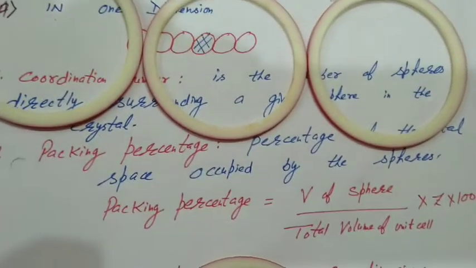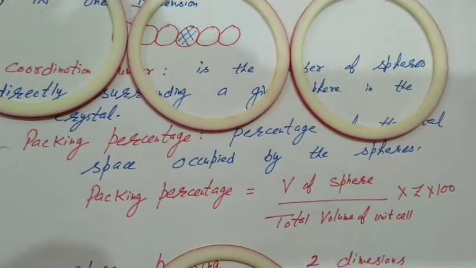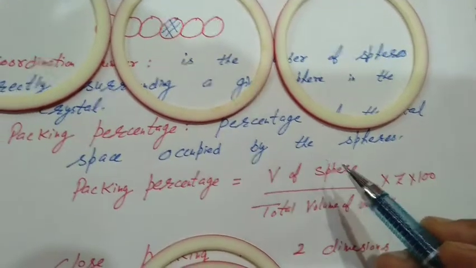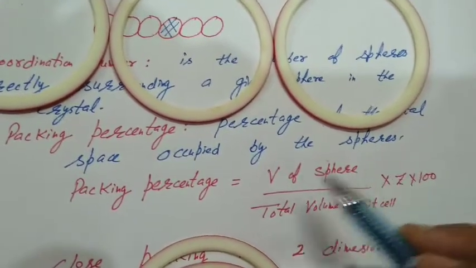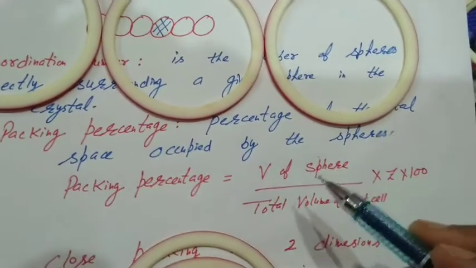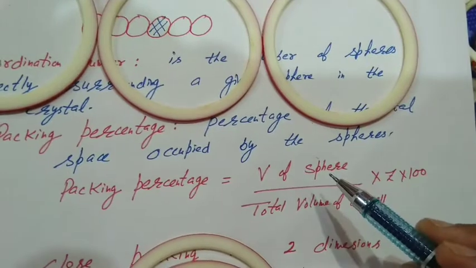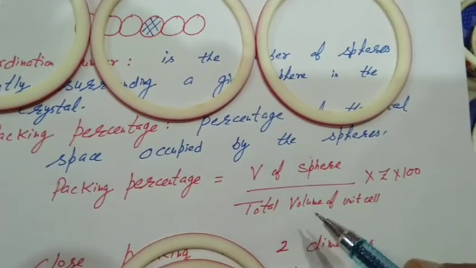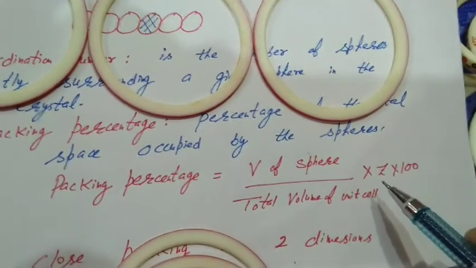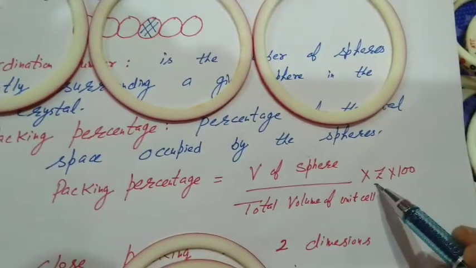Next is packing percentage, students. Percentage of the total space occupied by the spheres, it is called packing percentage, and we find it by using the formula. It's equal to volume of sphere, that is 4 by 3 pi r cube, upon total volume of unit cell, a cube, into z into 100, where z depends upon the given crystal system.